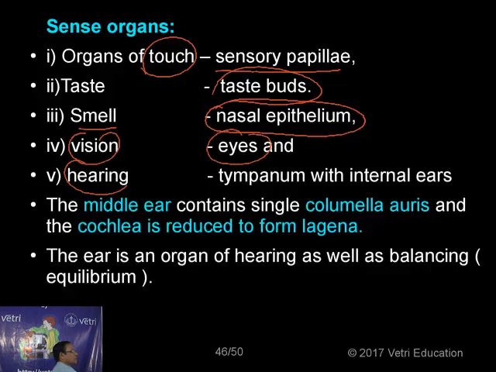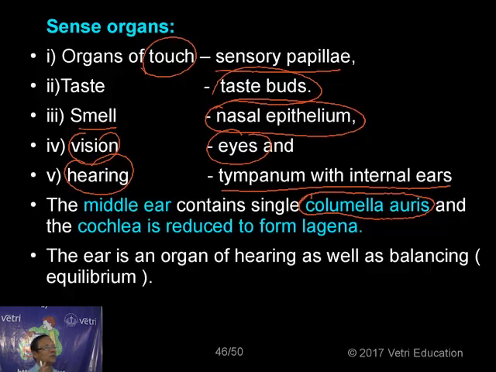For hearing, the animal has no external earlobe, but it has tympanum with internal ears. The middle ear is highly reduced. In humans, the middle ear has 3 ear ossicles, 3 bones, called malleus, incus and stapes. But in frog, the middle ear contains only a single bone, called columella auris.